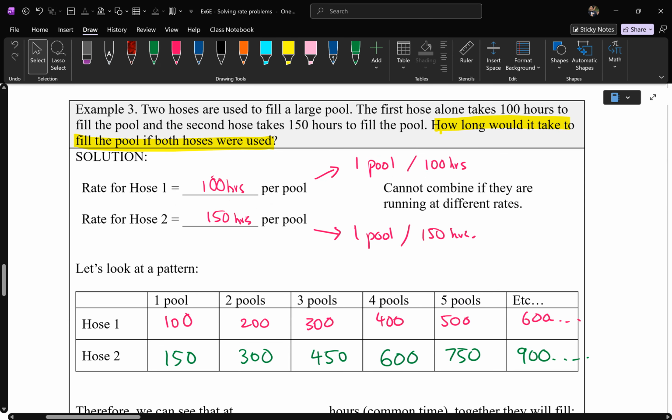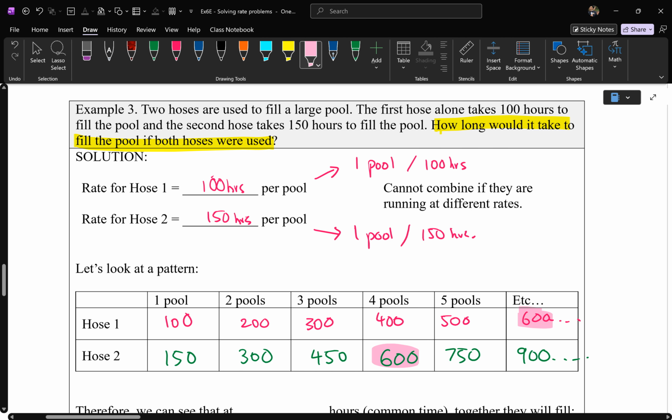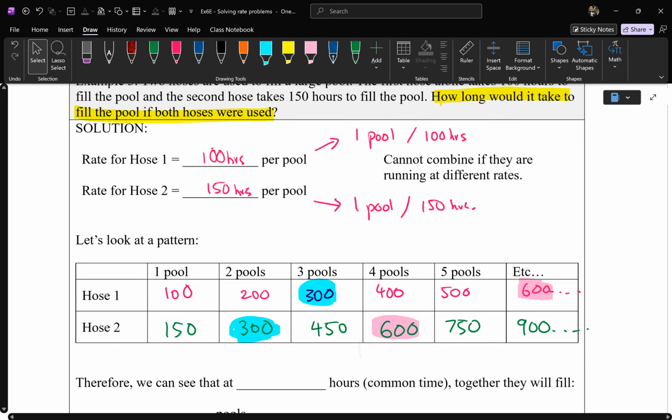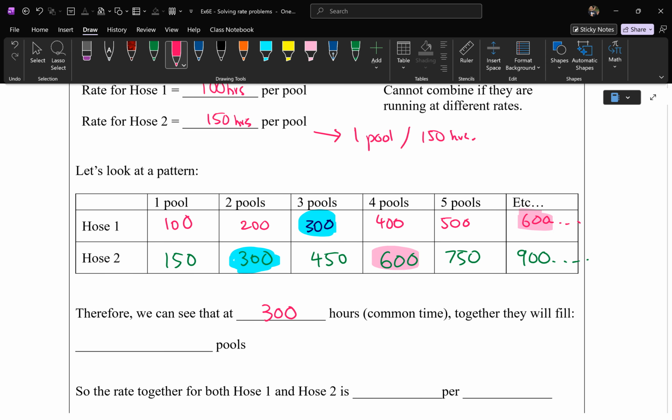But out of the 2, there is a common number that you can see. 600. Yes, they both have a 600 and 300. So this is key because if you take whatever's in common, you can do with the 600, you can do 300. I'll do 300 because the numbers are smaller. You're essentially saying this. What we can see is that at 300 hours, which is their common time, together, how many pools would have been filled?